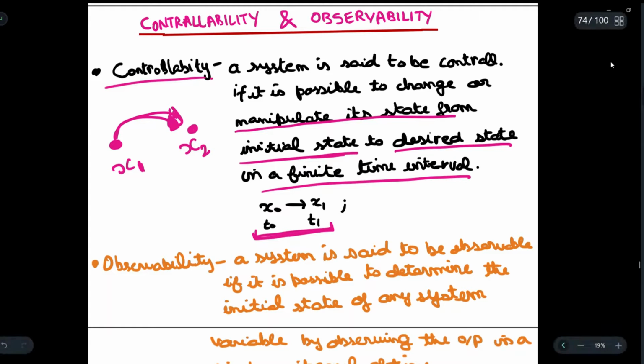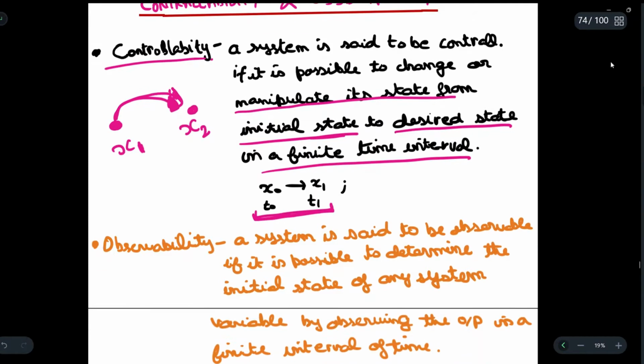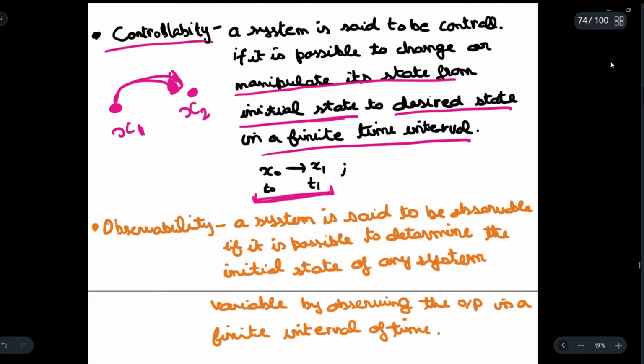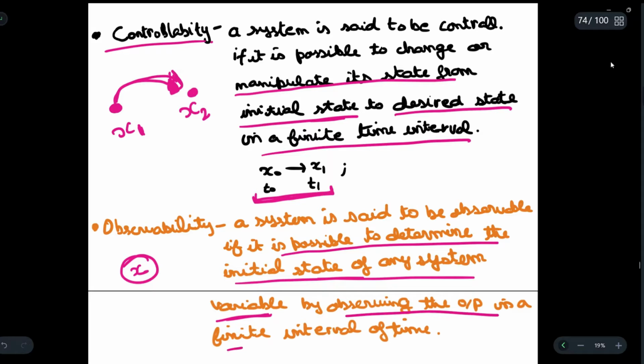So now let us see what is observability. A system is said to be observable if it is possible to determine the initial state of any system by observing the output in a finite interval of time. What we mean to say by this is that if it is possible to determine the initial state of any system variable, suppose we have a system variable, say x, by observing the output in a finite time interval, then the system is said to be observable.